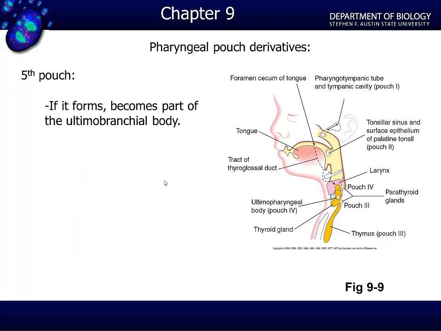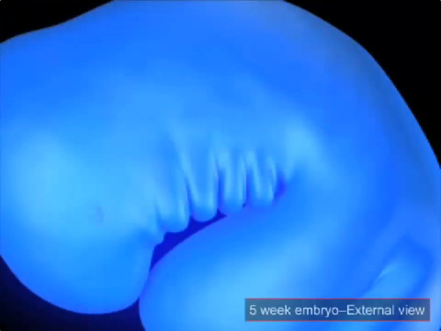Now, the fifth pouch, we do have somewhat of a rudimentary fifth pouch, even though we don't have a fifth arch, and it, if it does exist, is going to give rise again to the ultimobranchial body and contribute to portions of those parafollicular cells that are present surrounding the follicles of the thyroid gland. Now we have an animation putting together the development of the pouches and their final adult positions. So please watch that now.